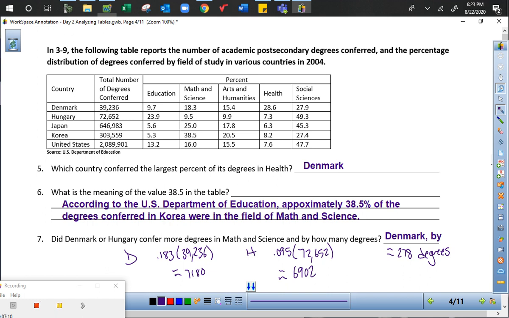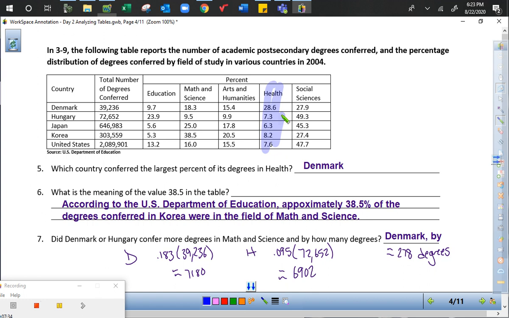It says, what was the largest percent of its degrees in health? So we want to look at health and just look for the largest one. It's already in percents for us, so we don't have to work hard. The largest number there, it looks like 28.6. Denmark it is. We're done.